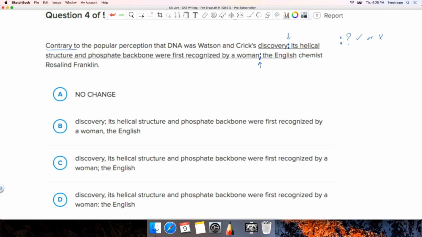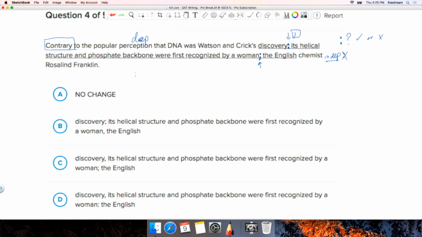So if you recall, the part that precedes a colon must be an independent clause. And so let's test that. Contrary to the popular perception that DNA was Watson and Crick's discovery, that is not an independent clause. And it's namely because of this "contrary" that we have here. And so this is a dependent clause. So this one I could actually fix with just a comma. So the colon is not right.